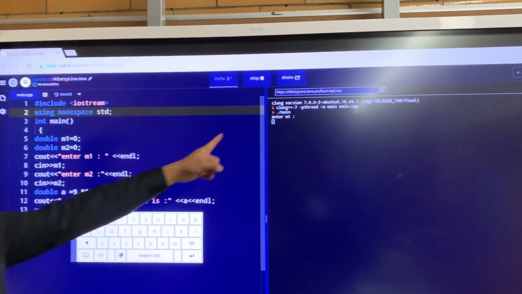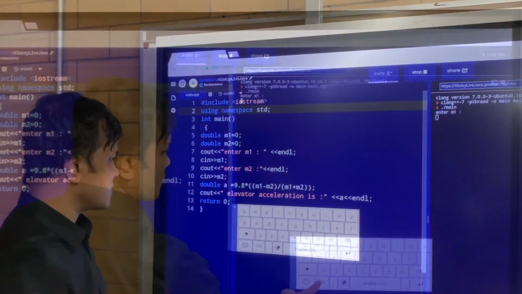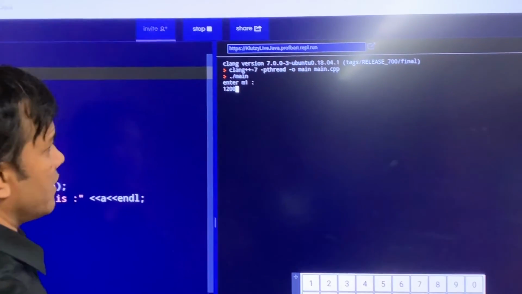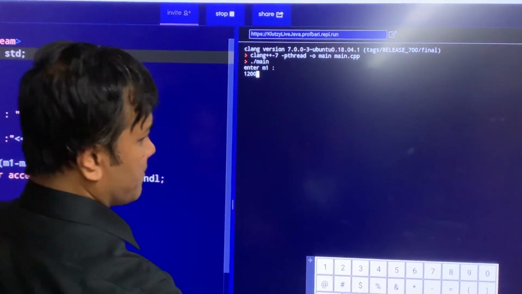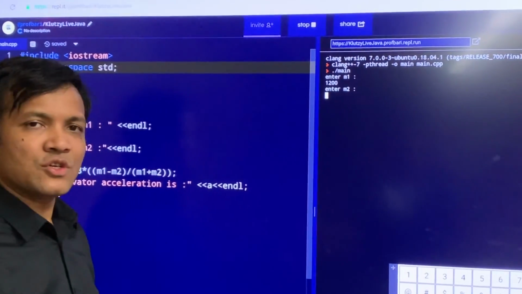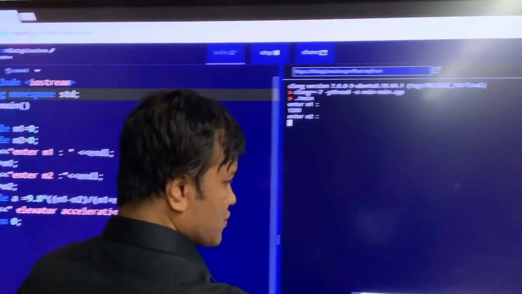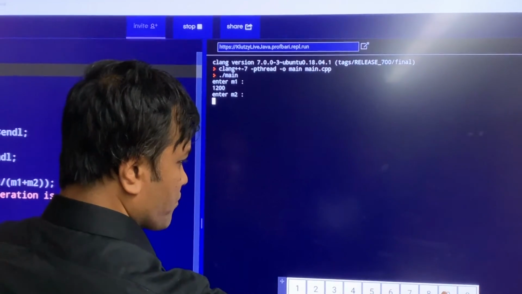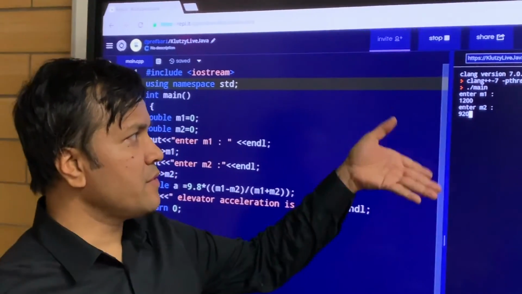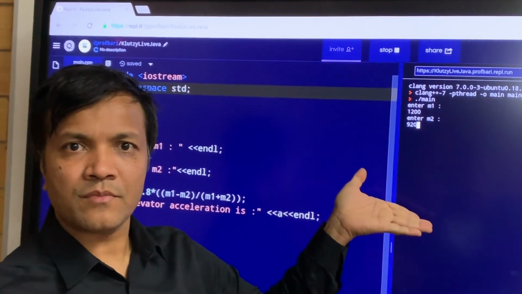Yep. It says Enter M1. So M1 is 1200. All right, now I'm going to put Enter. And M2, voila. M2 is what? M2 is 920. All right, now the computer has the input.